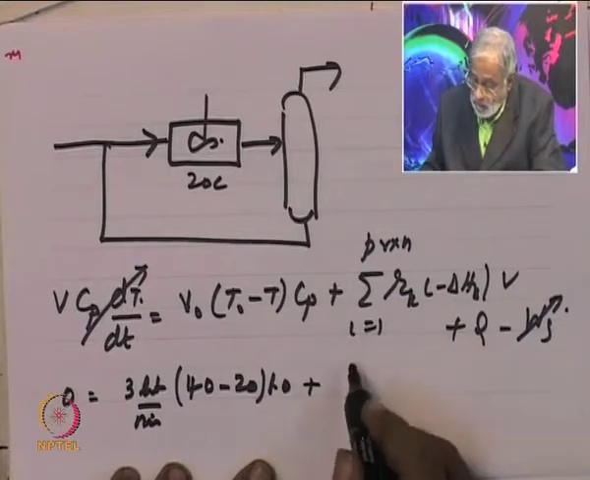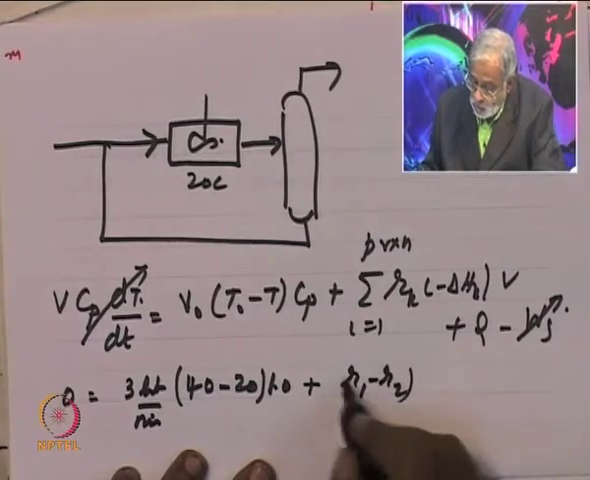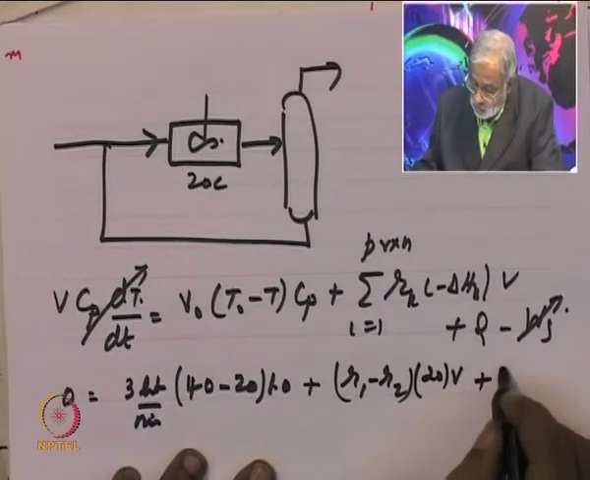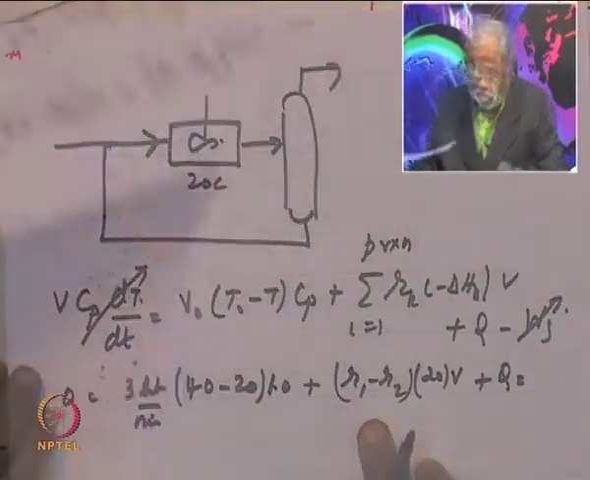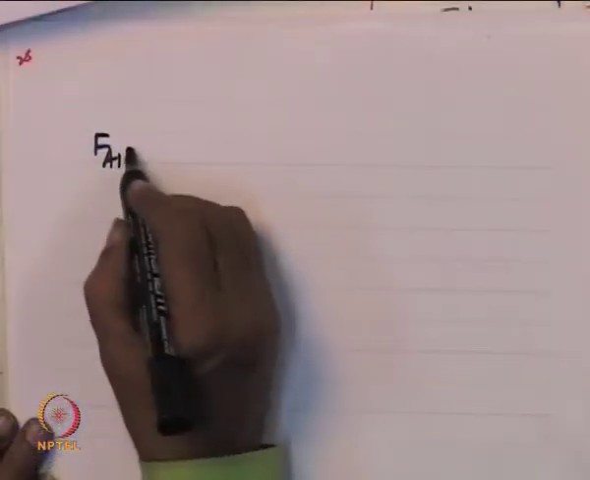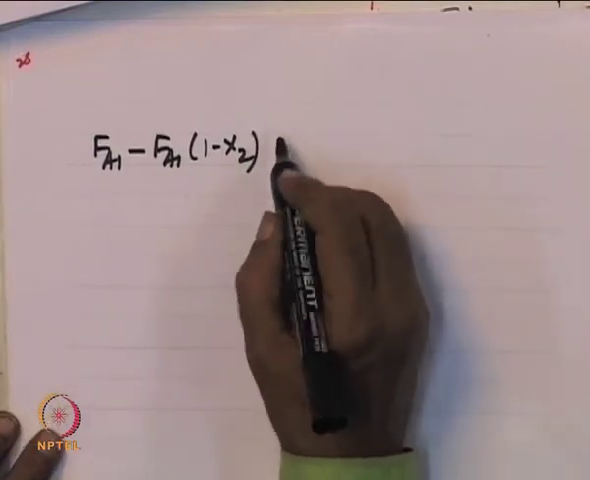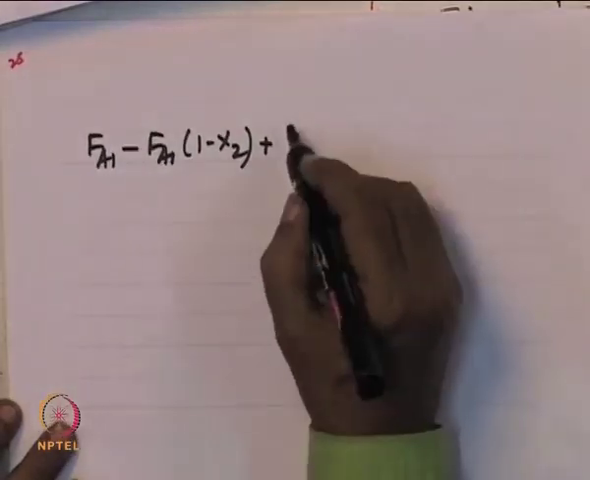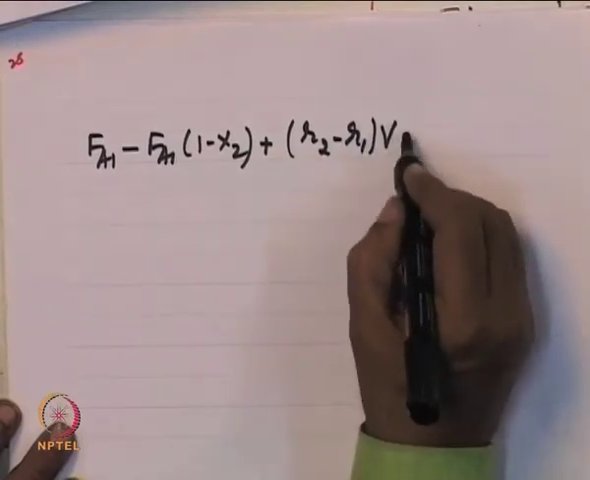Plus there are reactions, R1 minus R2, so I will write here R1 minus R2, and minus delta H is 20 into V plus Q, okay, all right. Now, what is R1 minus R2? If you write our material balance, FA1 coming in minus FA1 times 1 minus X2 is going out, and then the reaction, which is the forward reaction, is A goes to B, therefore R2 minus R1 multiplied by V equal to 0.